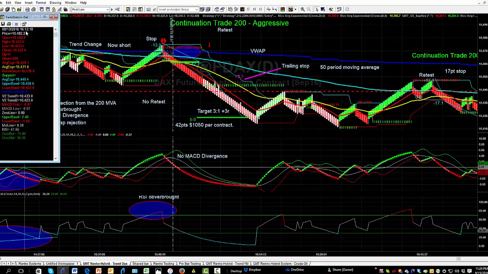What we're going to have a look at is our continuation trade 200 at the moment. There are two types of trades that we can take with our continuation setup: an aggressive trade and a conservative trade. I'm going to walk you through the aggressive version first, and then I'll probably do another video on the conservative one because it's going to take a little bit of time to get through this one.